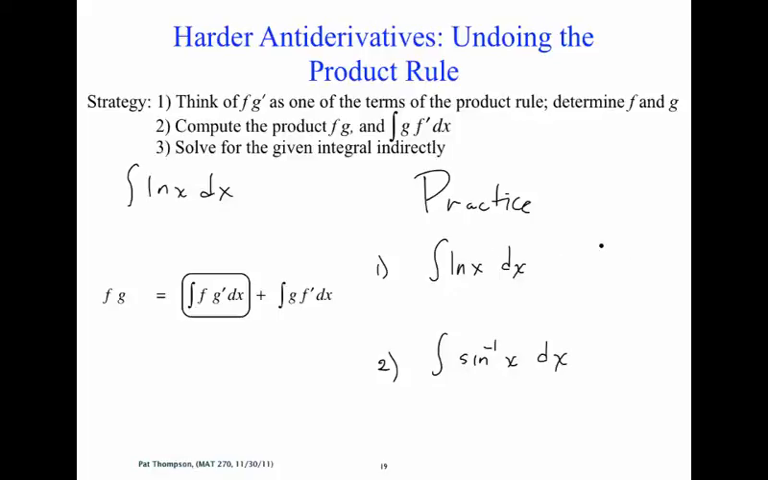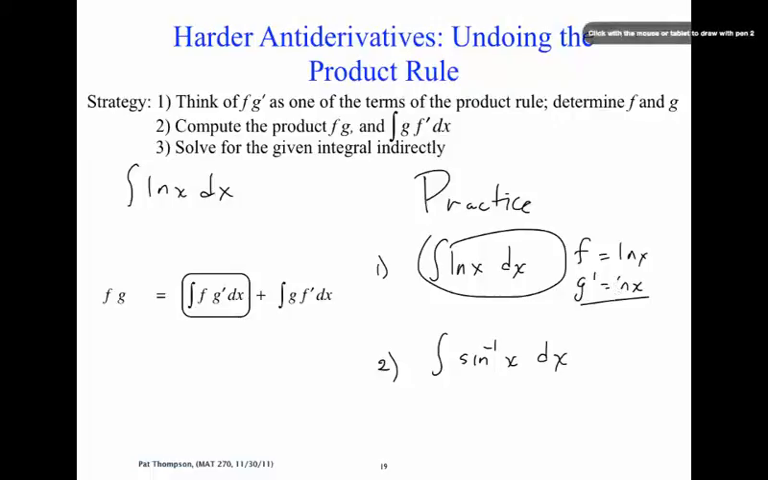So should ln of x be f or should it be g prime? If it were g prime, you'd have to find the antiderivative of that. Well, that's the problem in the first place. So that doesn't make sense. So it makes it easier when there's not two things multiplied. You make it f. And then what's g prime going to be? One.